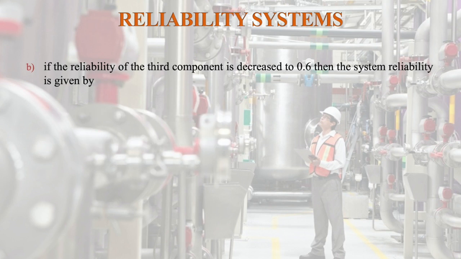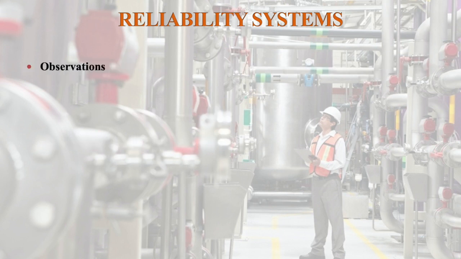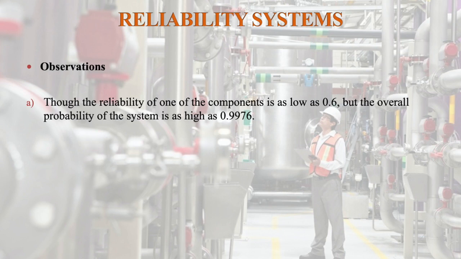If the reliability of the third component is decreased to 0.7, then the system reliability is given by Rb, that is equal to 0.9964. So the overall reliability decreased by 0.0012. The observations: A. Though the reliability of one of the components is as low as 0.6, the overall reliability of the system is as high as 0.9976.